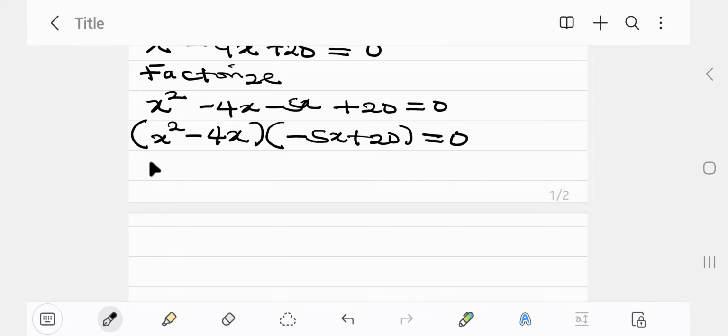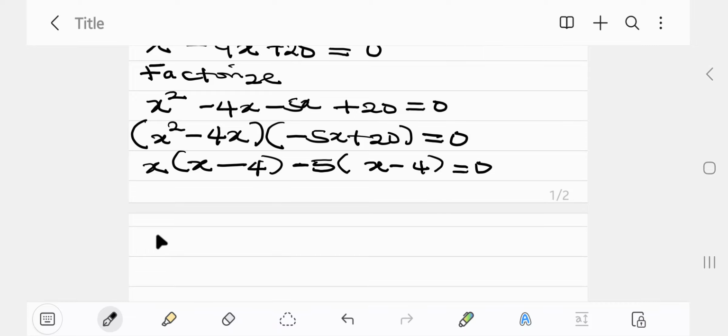Alright, now let's do the real factorization here. There are numbers that are common in each of the two brackets. Here we have x into x minus 4, and the next one we have minus 5 into x minus 4. When we multiply minus 5 by x, we have minus 5x, and multiplying minus 5 by minus 4, you are supposed to have plus 20. So this is equal to 0.